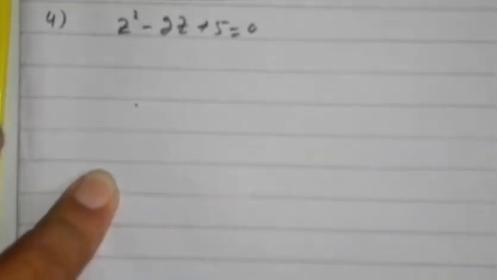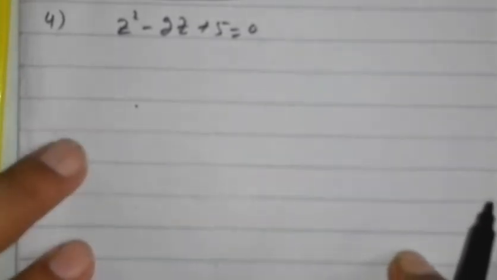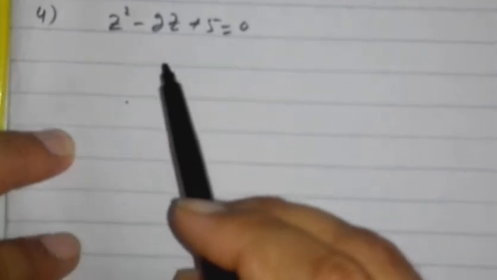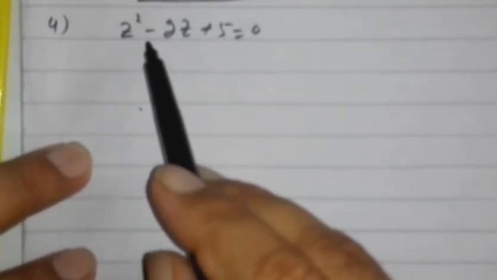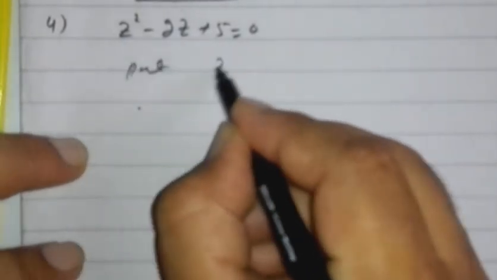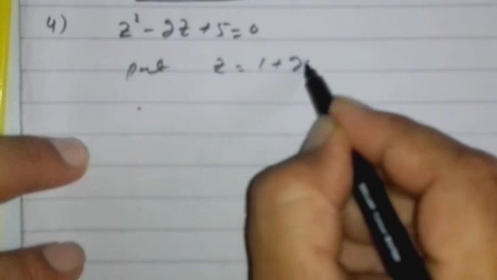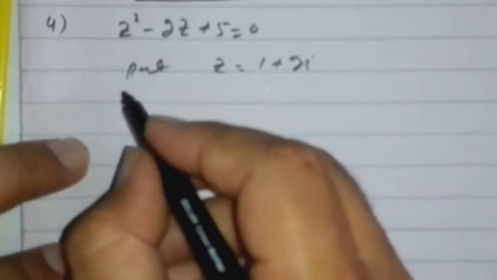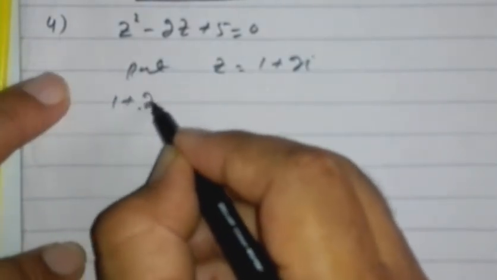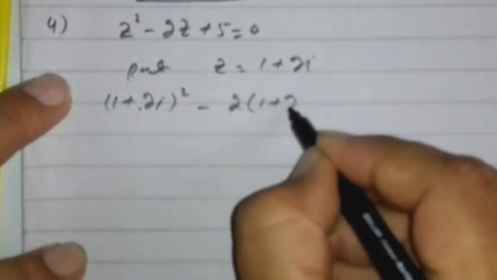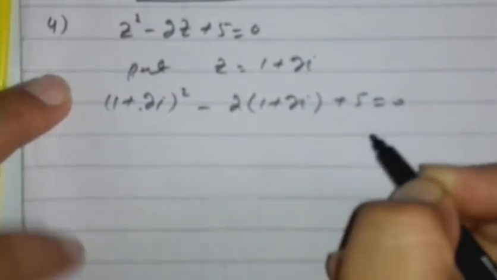Now come to question number 4. Question 2, 3 we will solve in the next class. Question 4 is determine whether 1 plus 2 iota is the solution of z square minus 2z plus 5. So we will put z equals to 1 plus 2 iota. It is given in the question. Put here in this equation. So we get 1 plus 2 iota whole square minus 2 times 1 plus 2 iota plus 5 equals to 0.